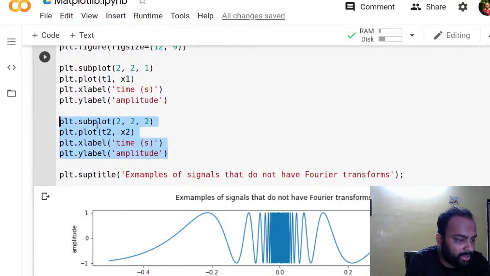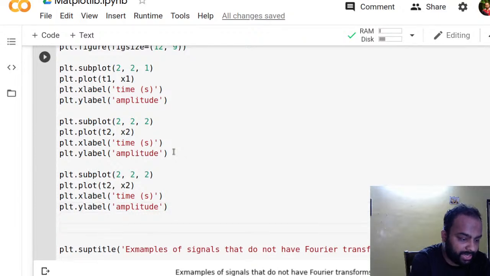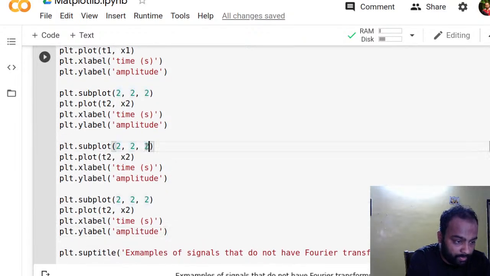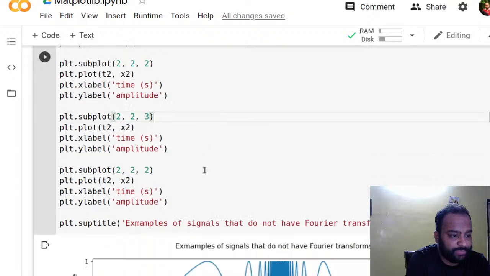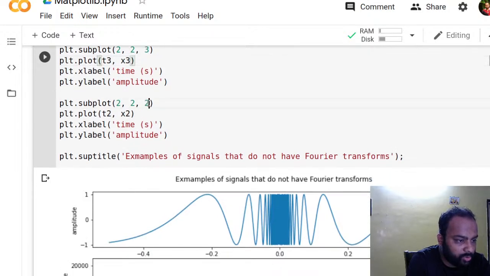Now I want 2 more plots. So what can I do? I can just copy paste. So same subplot configuration. Now this would be the third one, and of course I have created my own arrays for those. And this would be the fourth one. Here are the arrays. Now what if I plot these?